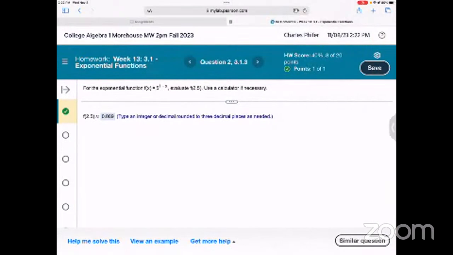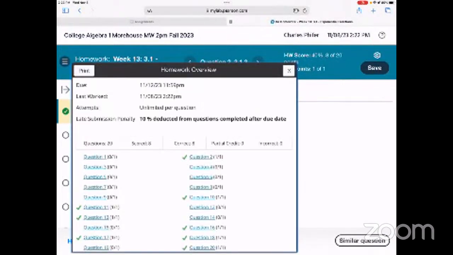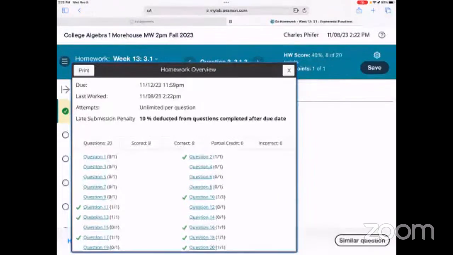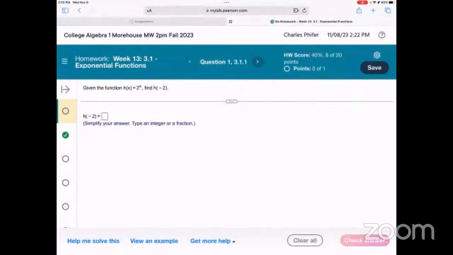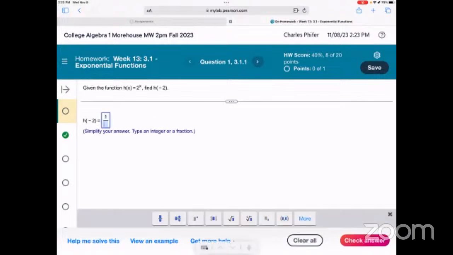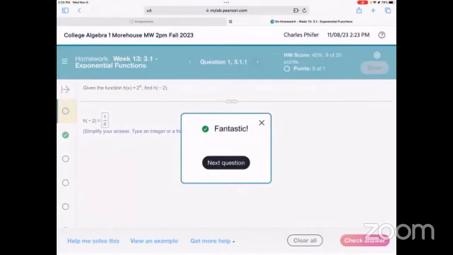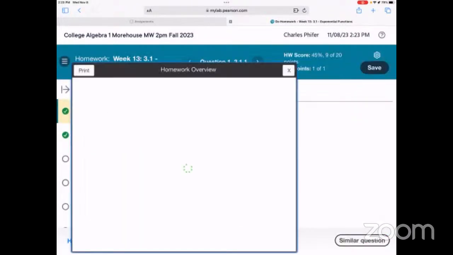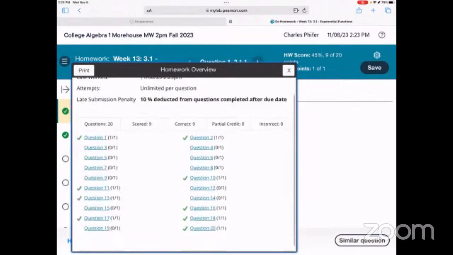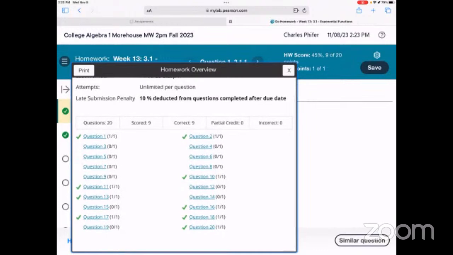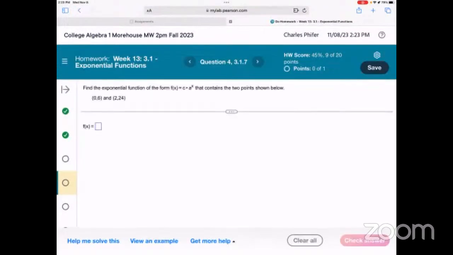Hey, Google, give me a random number between 1 and 20. 1. Given this function, when x is -2, that's going to be 1 over 2 squared, which is 1 over 4. So we're just going to go with 1 over 4. Hey, Google, give me a random number between 1 and 20. 4. Find the exponential function of this form that contains the 2 points shown below. Okay, we need to take some notes on this one.